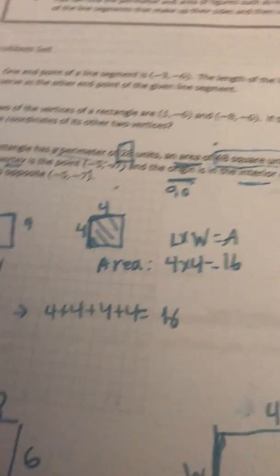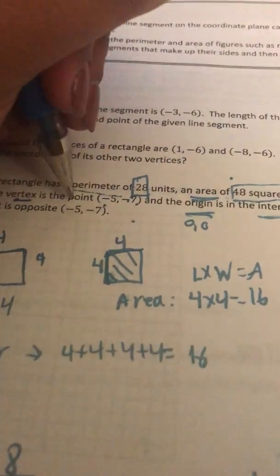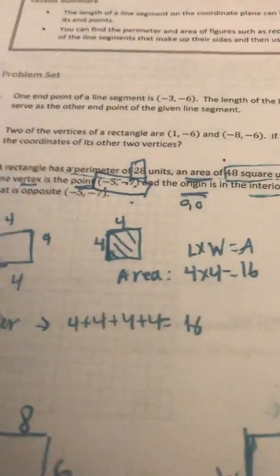So let's go back to our passage and see what information we got. So we know our point is going to be -5, -7. So I'm going to actually have a piece of graph paper over here, right behind here.